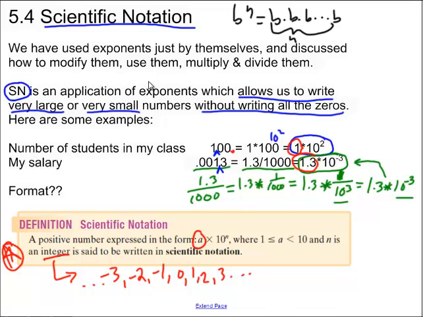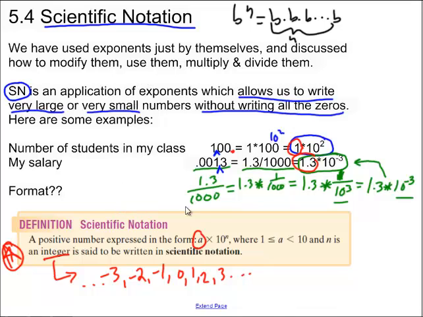We're going to talk about scientific notation. This is 5.4C, and we're going to talk about writing a number from scientific notation into standard form. So let's take a look again at what scientific notation is.